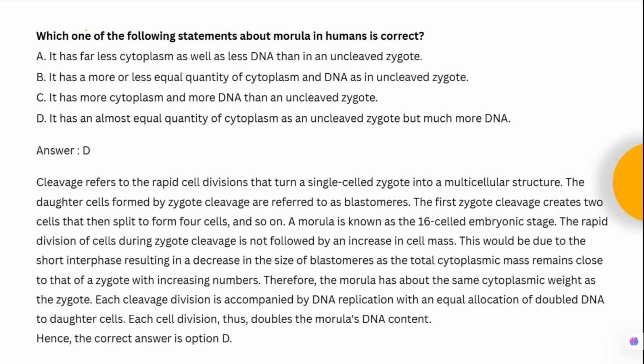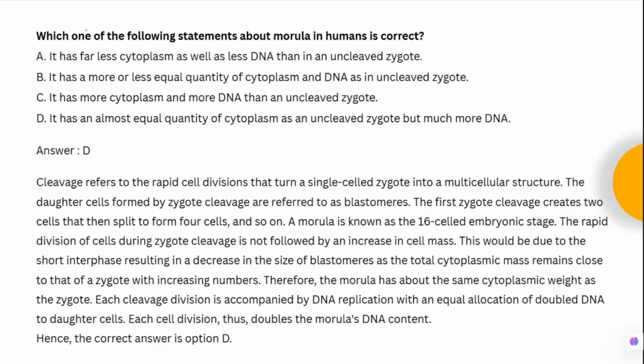Cleavage refers to the rapid cell divisions that turn a single cell called the zygote into a multicellular structure. The daughter cells formed by the zygote cleavage are referred to as blastomeres. This we have all seen and we understand it easily, but when it comes to the question, we find it difficult because we are not reading between the lines. The first zygote cleavage creates two cells that then split to form four cells and so on. A morula is known as a 16-cell embryonic stage.